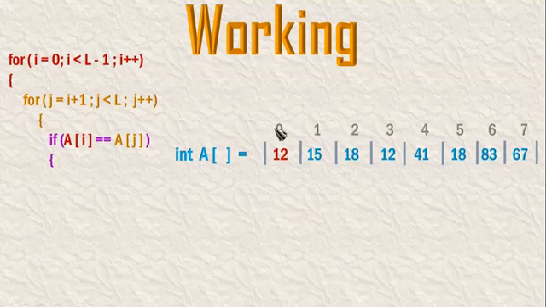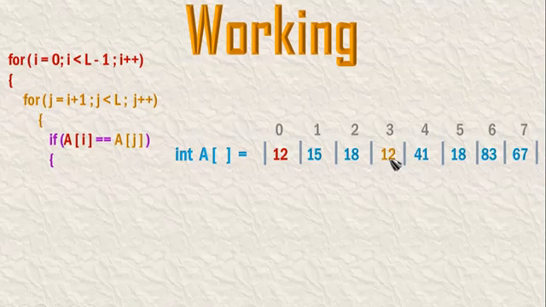Here i is 0, element at i is 12. So j will be 1. At 1, 15 is available. So these are not equal. So it will move to the next j value, that is 2. So 12 and 18 will be compared. Again this is not true. Now j will be 3. These both are equal now.